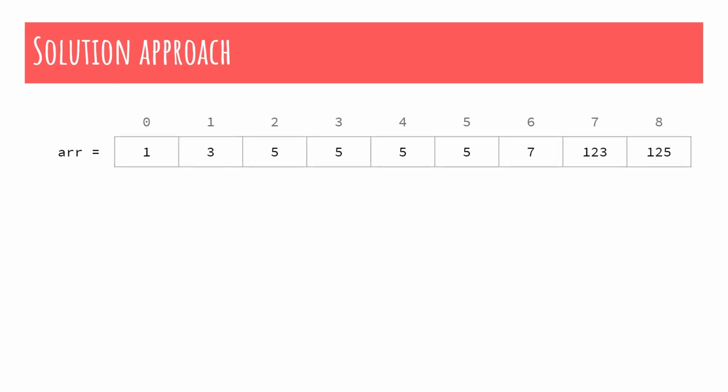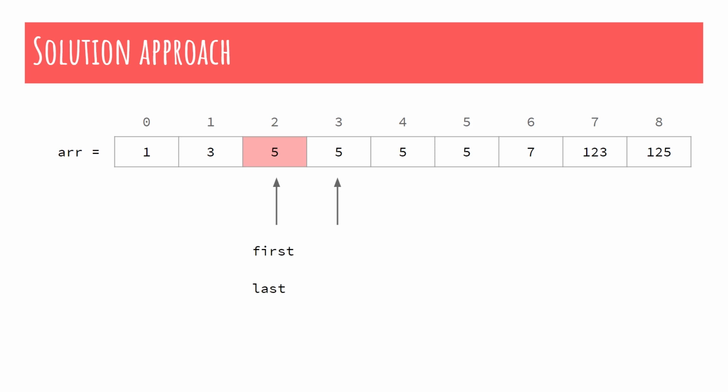We begin from the index position 0 and check if the element present at the 0th index is the element that we are searching for. Since array of 0 is not equal to 5, we proceed to the next element. Since array of 1 is also not equal to 5, we move to the next element. Here, array of 2 is equal to 5, and so we initialize first and last at the position 2.